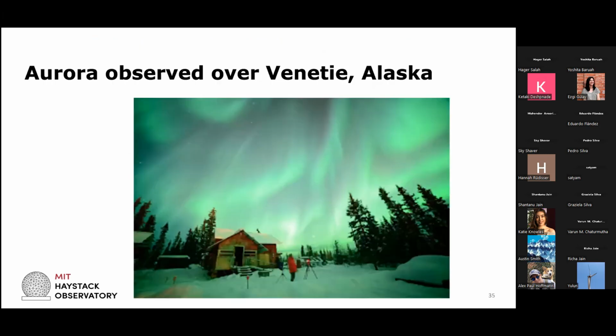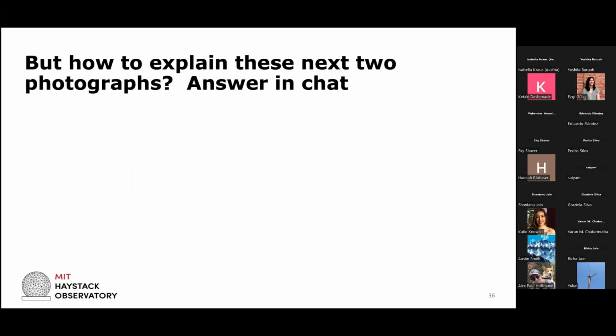Now, I've got a question for you. This is aurora that I was actually doing a GPS experiment in Venetie, Alaska. And we would normally expect to see an aurora in Venetie in Alaska. But I want you to see, can you explain these next two photographs? And I want you to answer this in chat.